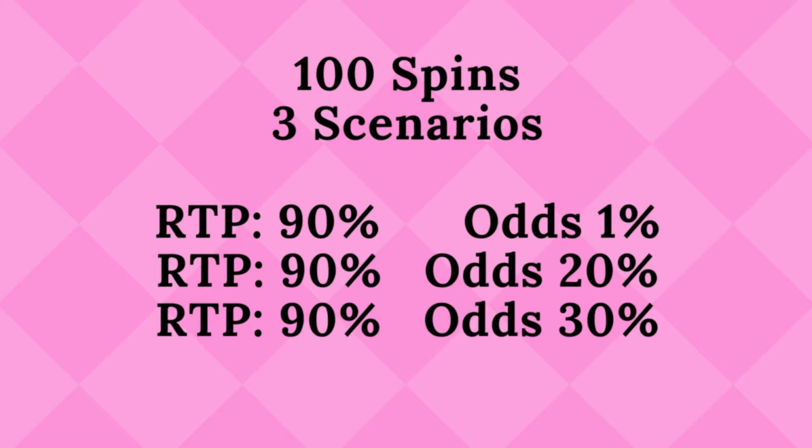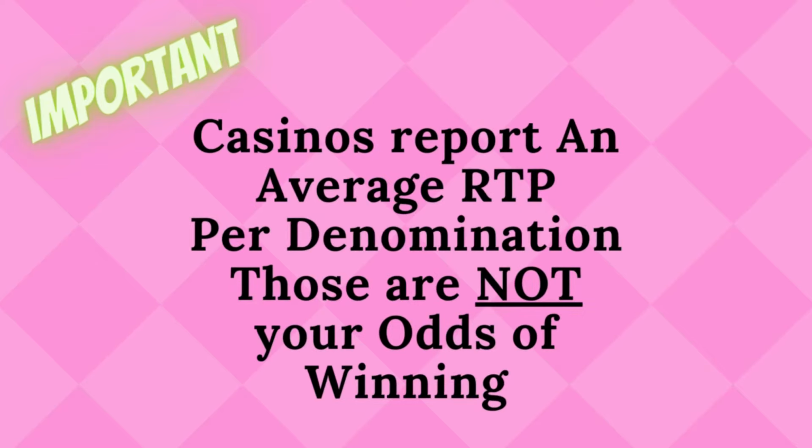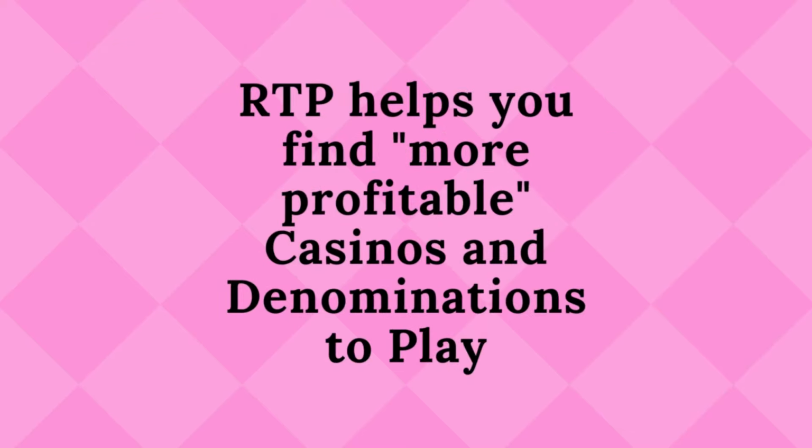The point we're trying to drive home with this is that when you look at a casino report or the numbers that are listed on the Nevada Gaming Commission, casinos report an average RTP per denomination, or the amount of the machine, like a dollar machine or a quarter machine. Those are not your odds of winning. So if RTP doesn't predict the odds, why do we care about it?